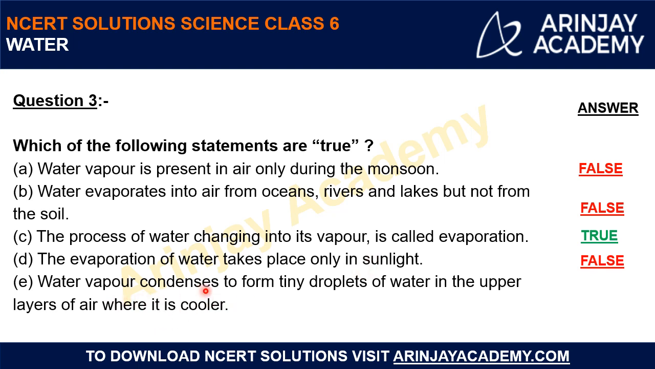Last, water vapor condenses to form tiny droplets of water in the upper layers of air where it is cooler. So if you have studied how clouds are formed, you must have seen that water vapors go up in the atmosphere, in the upper layers of air, and there where the temperature is low, where the atmosphere is cool, the water vapor condenses to form tiny droplets of water. So this is true. So we are done with question 3. Let's move to the next one.